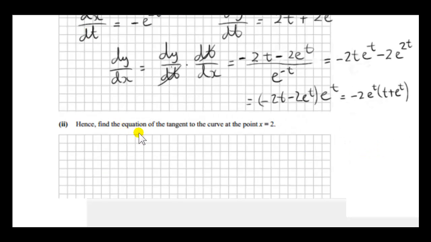Next we want the equation of the tangent to the curve at the point x equals 2. Well, we start by getting the slope of the tangent.